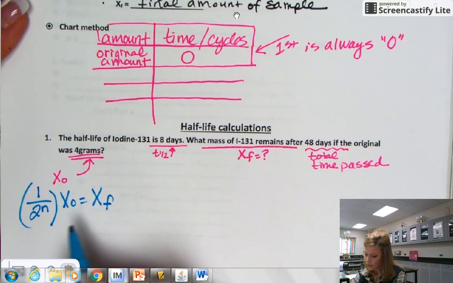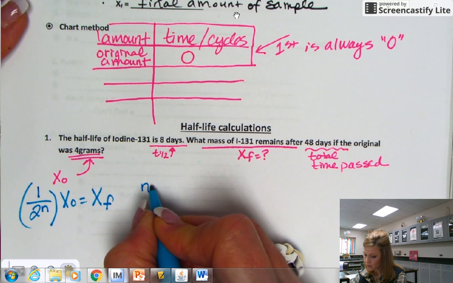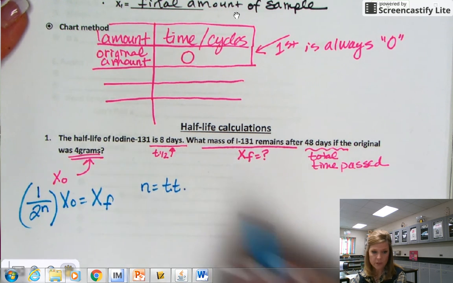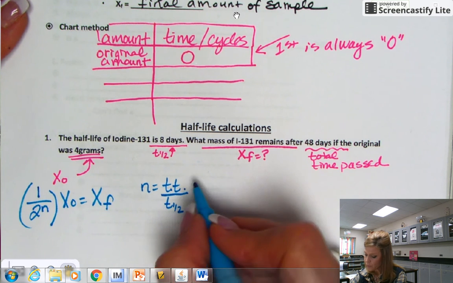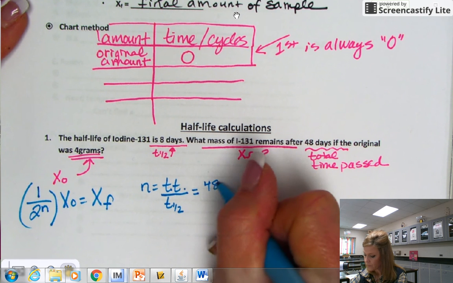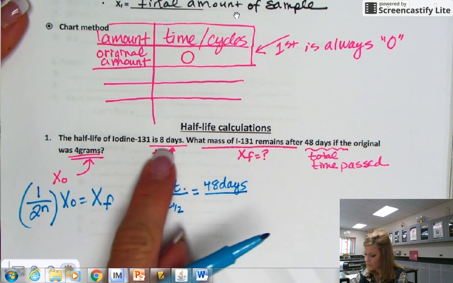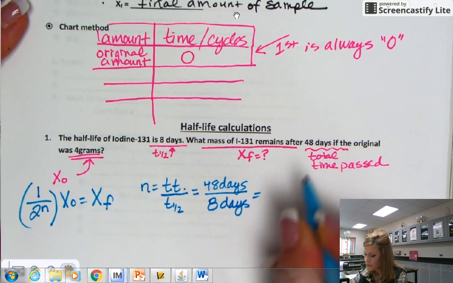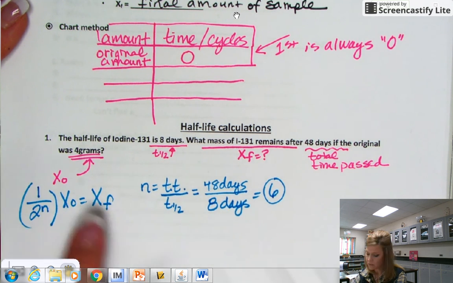So we need to figure out how many cycles have gone. So I'm going to use the other formula here where your cycles is equal to total time, I put TT for total time, divided by your half-life. So the total time that has passed is 48 days. And they told you the half-life was 8 days. So 48 divided by 8. And so that means that 6 cycles have passed. So n is 6. So that's going to plug in here.